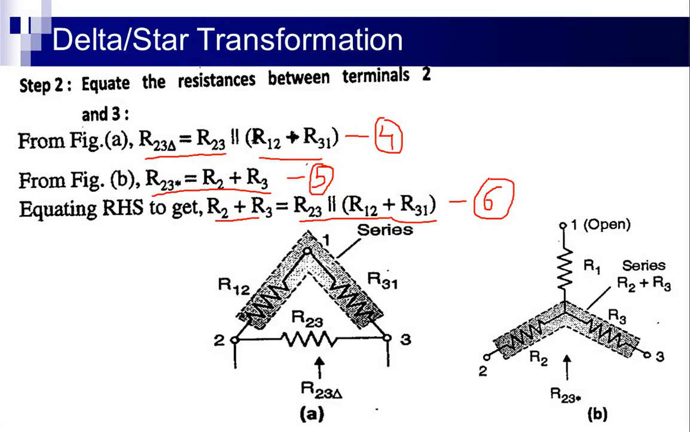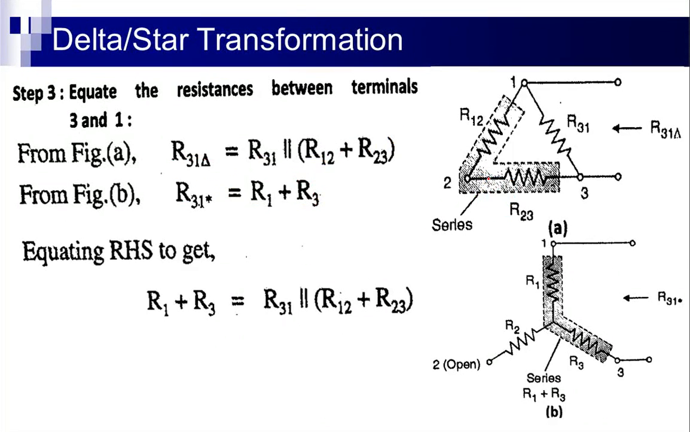Like in the first step we have calculated the resistances between terminal 1 and 2, here we have calculated the resistance between 2 and 3. Now we will calculate the resistance between the terminals 3 and 1. So from figure A, I can say that R31 delta is equals to R31 in parallel with the series connection of R12 and R23. Equation number 7.